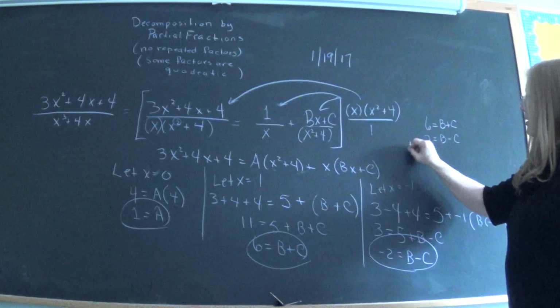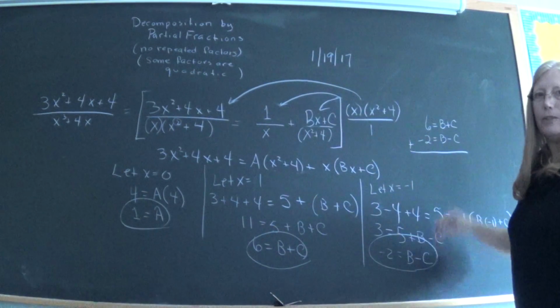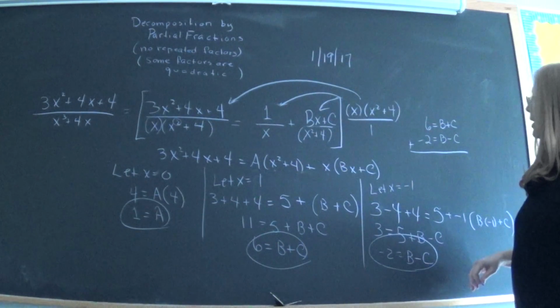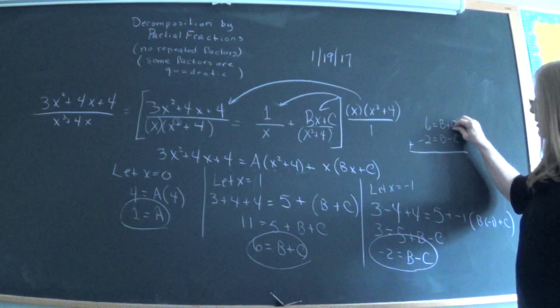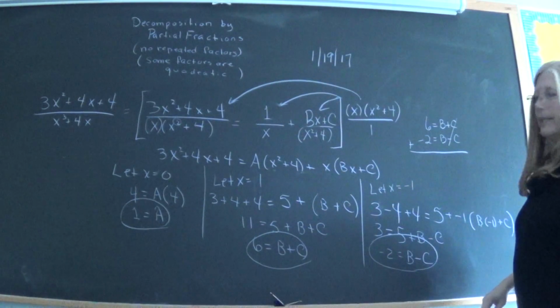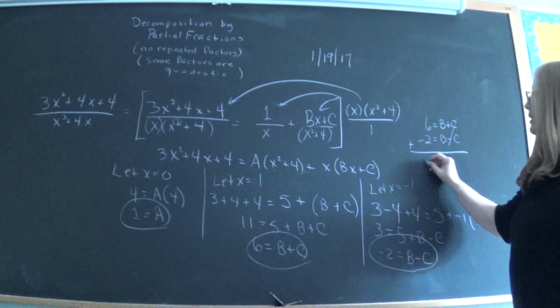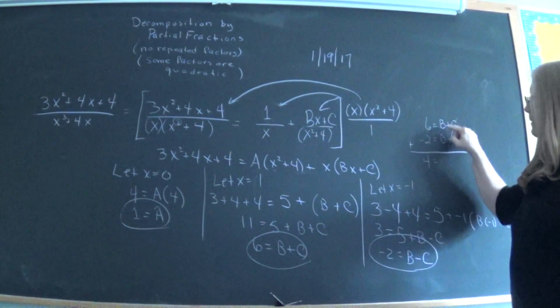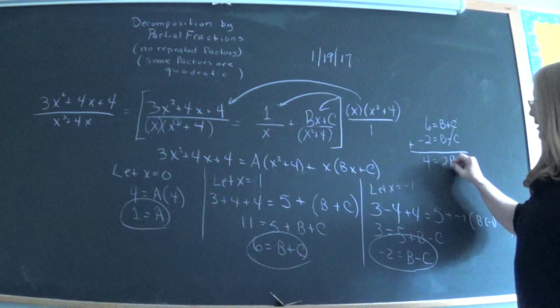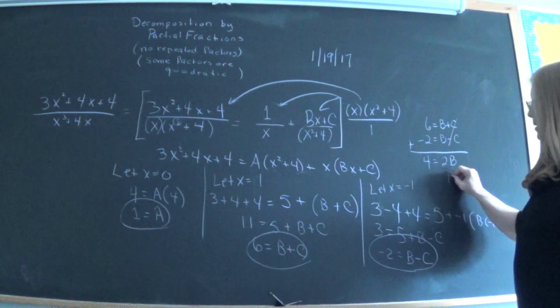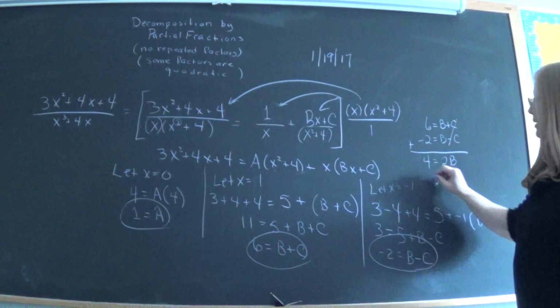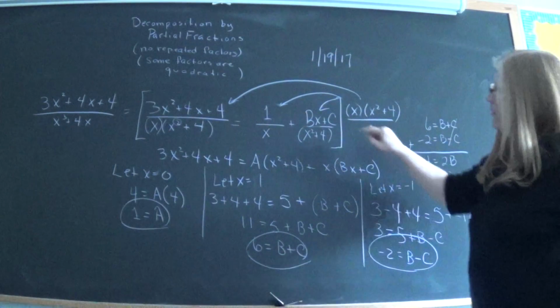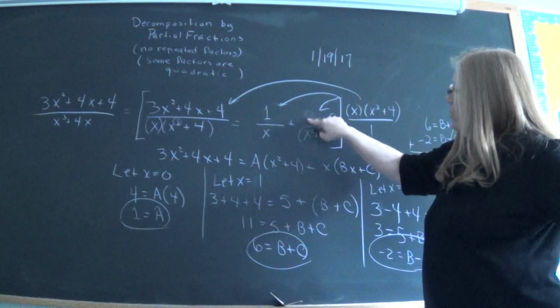So I'm going to add these two together. Why? Because one of the terms will drop out and the other one we can solve for. c and minus c drop out. 6 plus minus 2 is 4. b plus b is 2b. So I get b equals 2, dividing both sides by 2. So this is one of my answers. So here I'm going to put b equals 2.